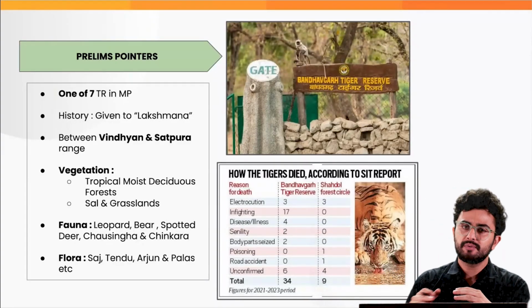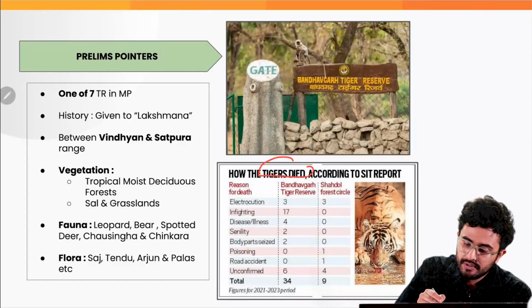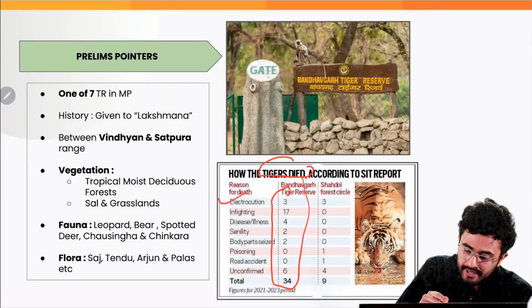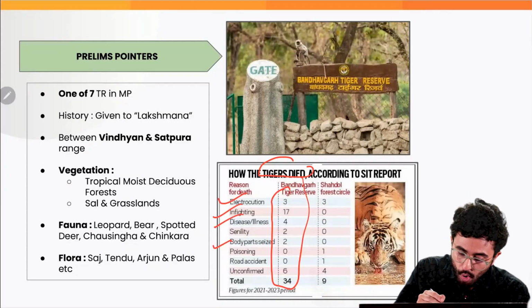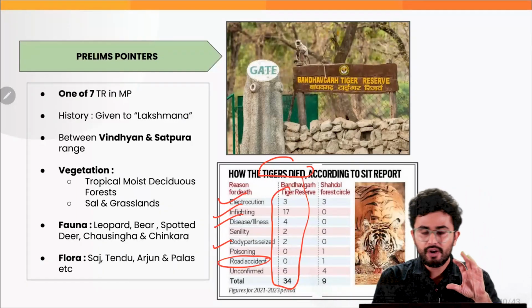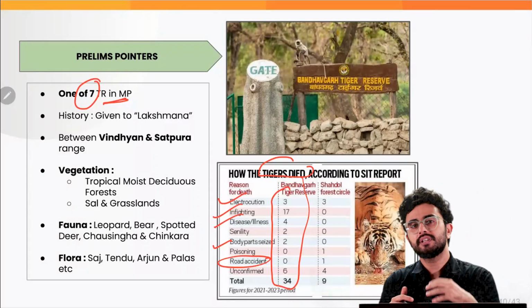The tiger reserve has been repeatedly in the news, this time because of the death of elephants, earlier because of the death of tigers, which has taken place because of various reasons, such as electrocution, infighting, disease, poisoning, road accidents, etc. Now remember that it is one of the 7 tiger reserves in Madhya Pradesh, and as per the legend, there is a Bandhavgarh fort.